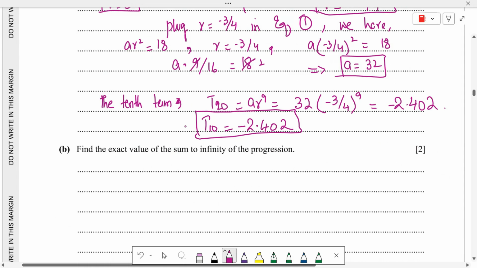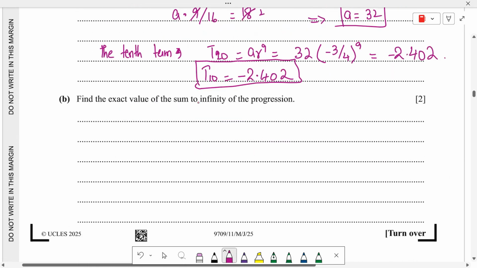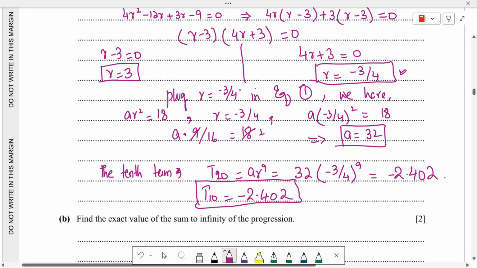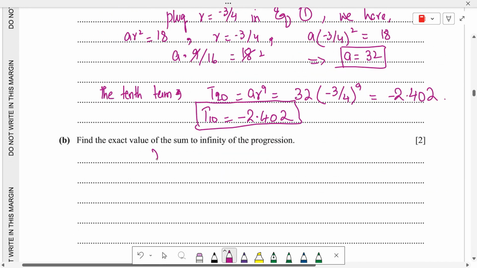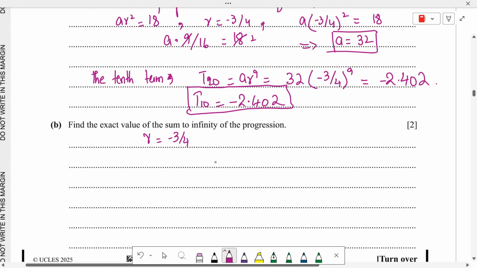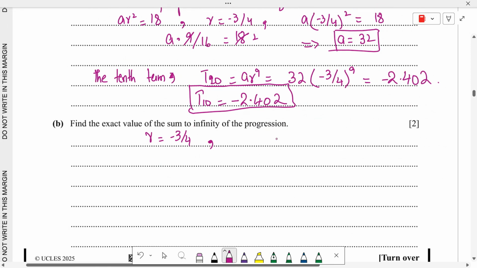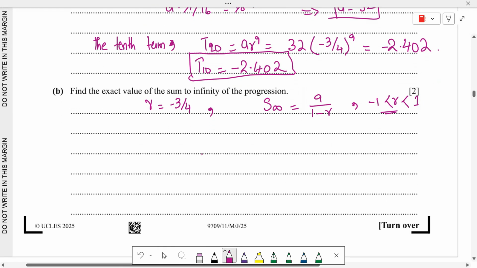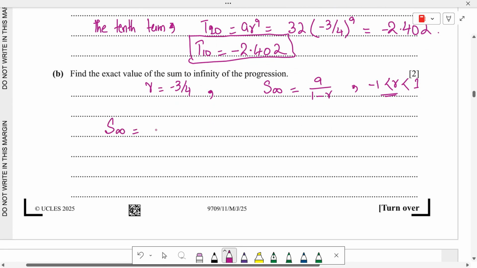Okay, now let's move to part B. Find the exact value of the sum to infinity of the progression. In this case, the ratio is negative 3 over 4. To find the sum to infinity, we have the formula a over 1 minus r, where r should be less than 1 and greater than negative 1. This value of r, negative 3 over 4, satisfies this range, so we can use this formula. So S infinity is equal to a, which is 32, over 1 minus r, which is negative 3 over 4.